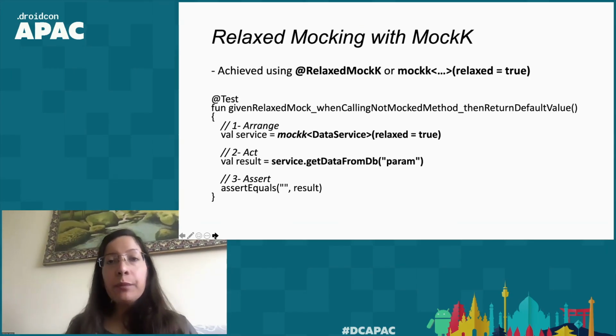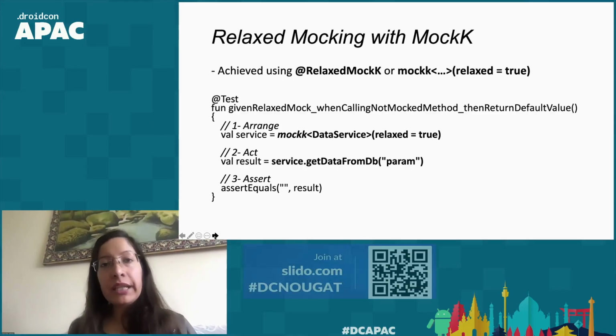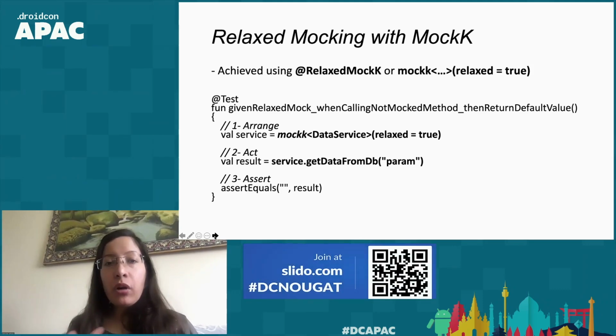Now, mocks are by default strict. So if we have some method which has not been mocked and we attempt to call that method, in that case, we get a MockK exception. So to avoid that, we can have relaxed mocking. It is achieved using @RelaxedMockK, or we can use the relaxed equal to true attribute as well.